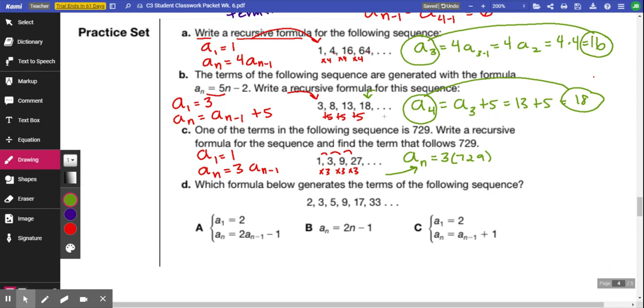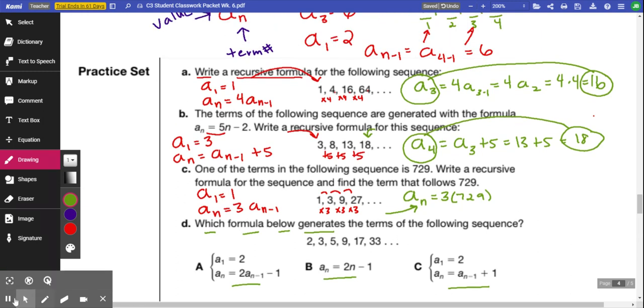And then for D, I also want you to do this one. Which formula below generates the term of the following sequence? You need to find the rule and see which one of these formulas is matching that rule. All right, good luck with that. So two answers left for you to do, but hopefully you're finding this lesson a little clearer to understand.